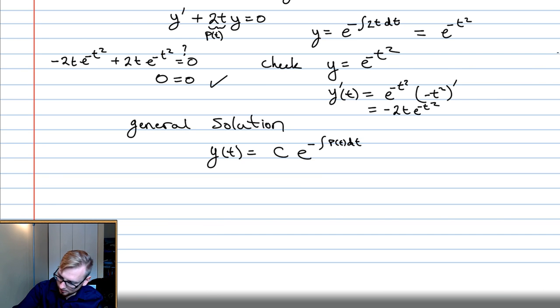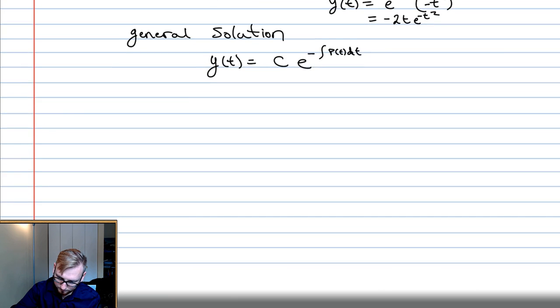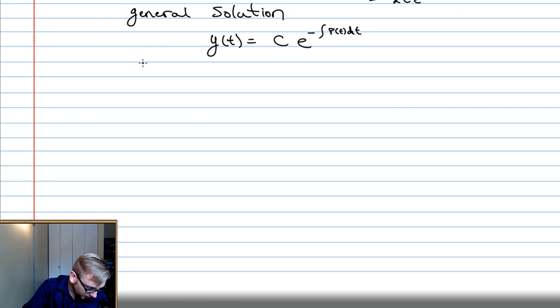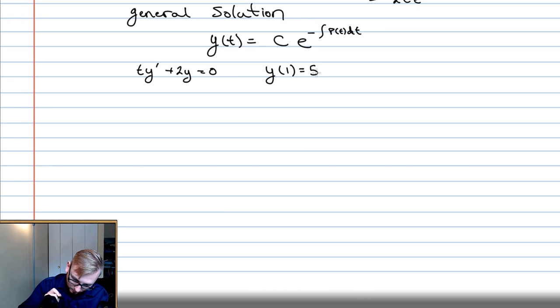Here's one that actually has a value. So now we're going to find a full-on solution. We've got t y prime plus 2y equals 0, and then we've got an initial value, y of 1 equals 5. This form doesn't look like the original one, right? So let's divide by t first. We get y prime plus 2 over t, y equals 0.